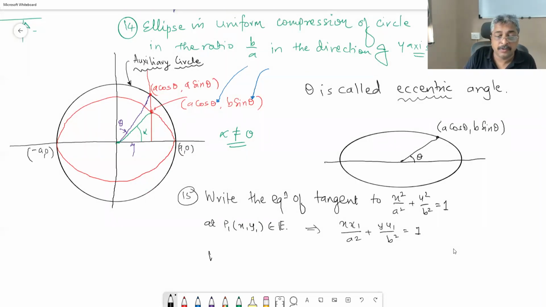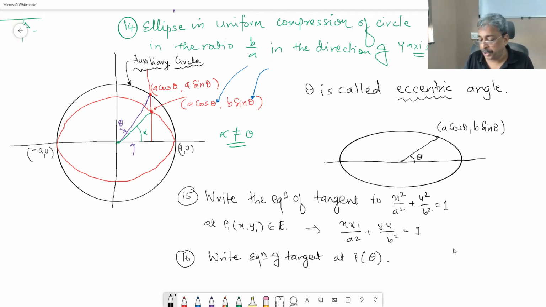Write equation of tangent at P theta. Now you write this and immediately you have to remember it. What is the parametric equation of tangent?